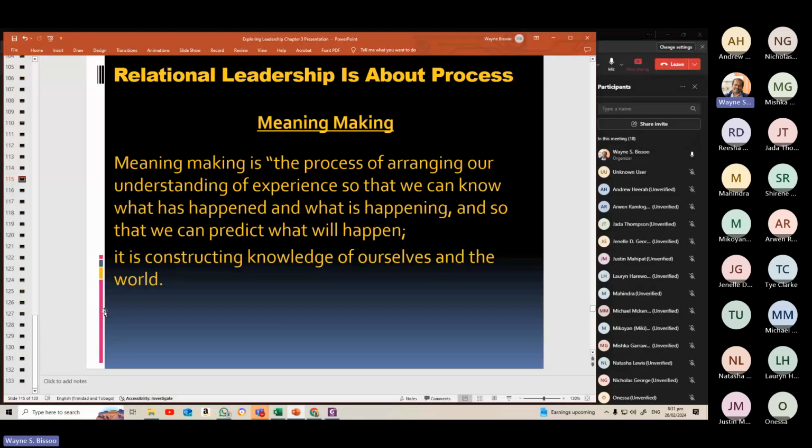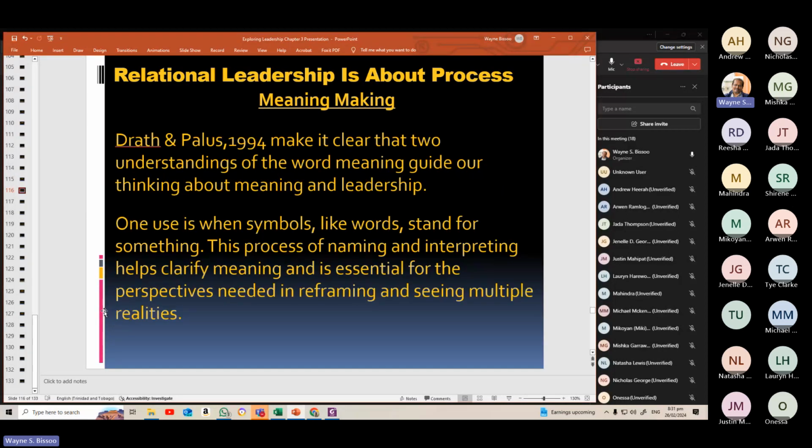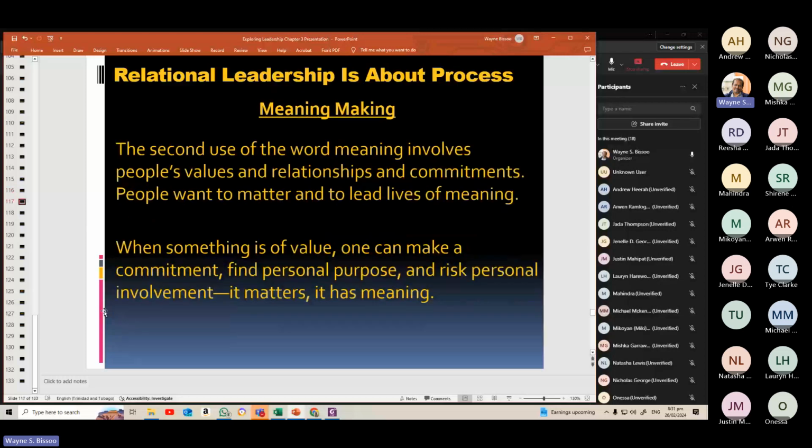So again, making things mean something for other people is part of your responsibility and part of what the relational leadership process is all about. I'm going to have to speed through some of this. We're already after 8:30, so I don't want to take you all too far.